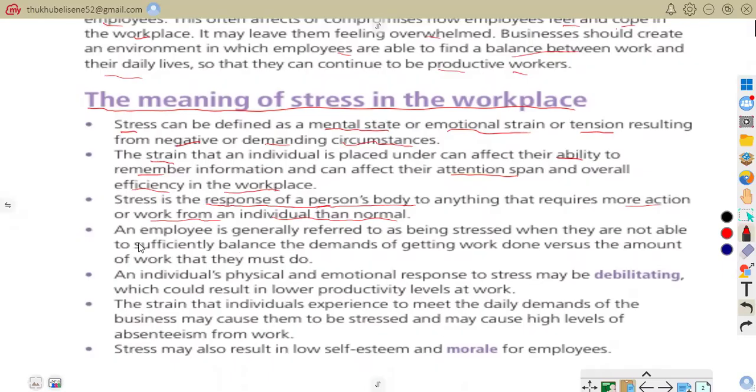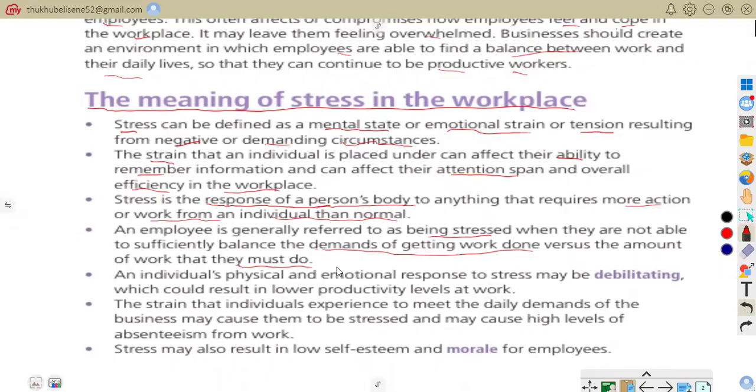Now moving on to another point, it says an employee is generally referred to as being stressed when they are not able to sufficiently balance the demands of getting work done versus the amount of work that they must do. Here we are talking about how stress occurs when work demand exceeds the ability to cope. That is that.